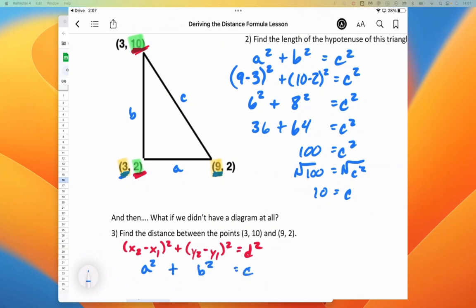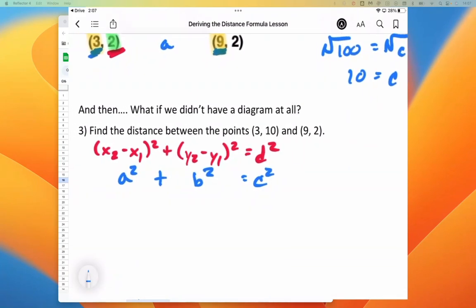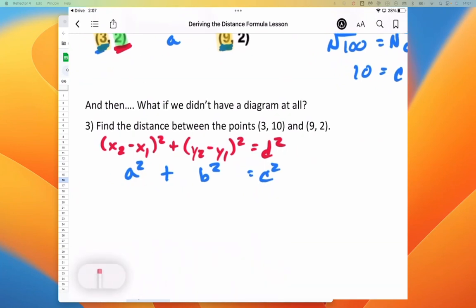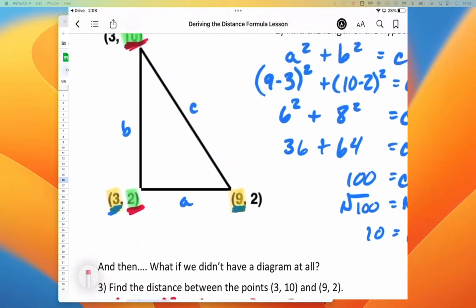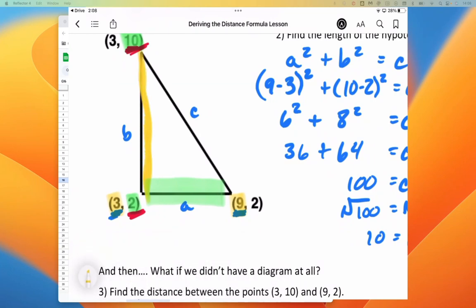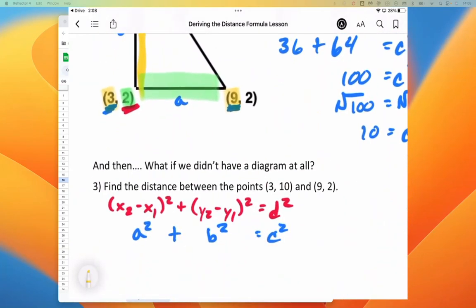And then we're just replacing c squared with d squared because we're not talking about a triangle anymore. We're talking about the distance between 2 points. And so what I'm hopeful that you're understanding is that the distance formula is exactly like the Pythagorean theorem. Just instead of an a and a b, we have an x2 minus an x1. We have a y2 minus a y1 because we're just subtracting to find out how long these lines are instead of counting spaces on a grid.